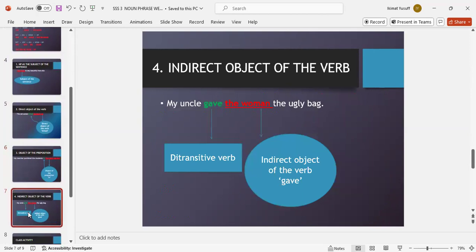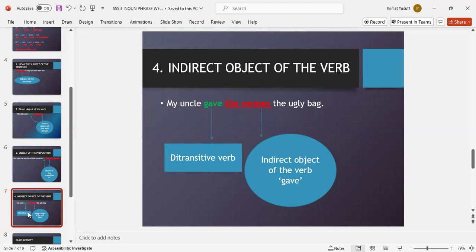We have indirect object of the verb. So you could have your noun phrase performing the function of an indirect object of the verb when the noun phrase comes after a ditransitive verb. Another question: what do we call a ditransitive verb? Ditransitive verbs are verbs that can accommodate two noun phrases at the same time with nothing setting them apart.